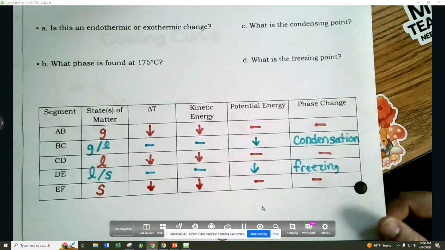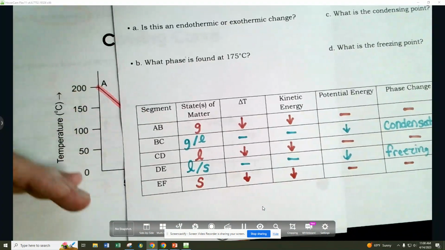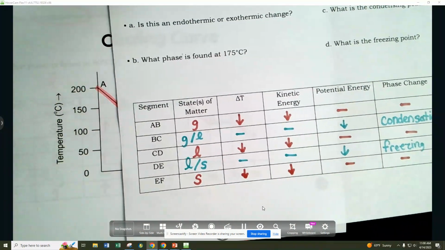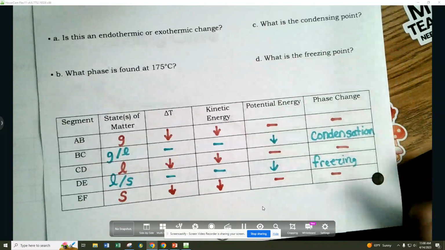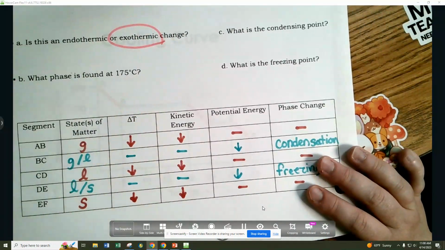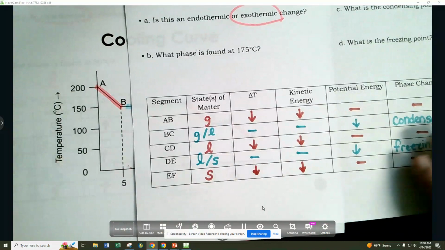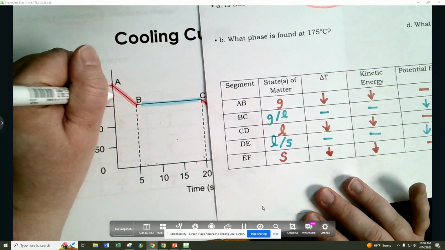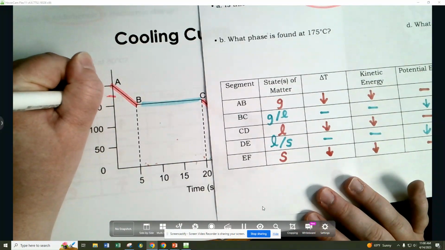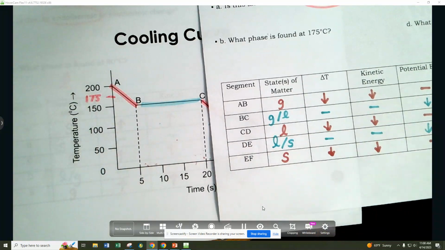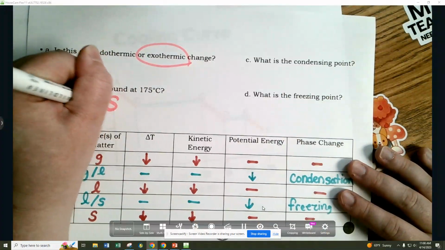Here, is it endothermic or exothermic? Your overall temperature change from initial to final is a negative downward slope, so that has to be exothermic. What phase is found at 175? Well, we know that that's halfway between here and here, is approximately 175. Follow that over. That should be in the solid state.